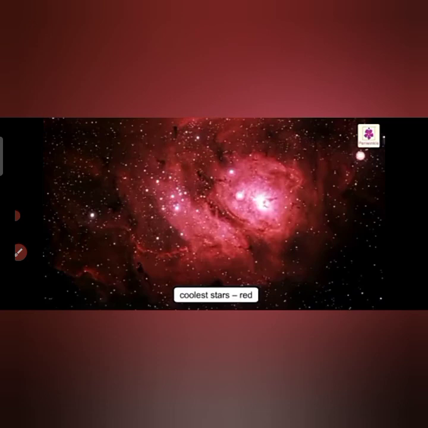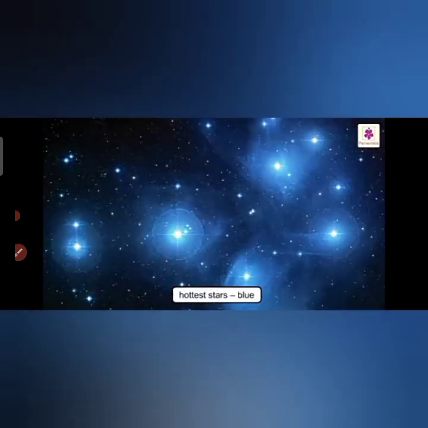Stars vary in size, brightness, and color. The hotter the star gets, its color changes. The coolest stars are red. As the temperature increases, they appear yellow, then white, and the hottest stars are blue.